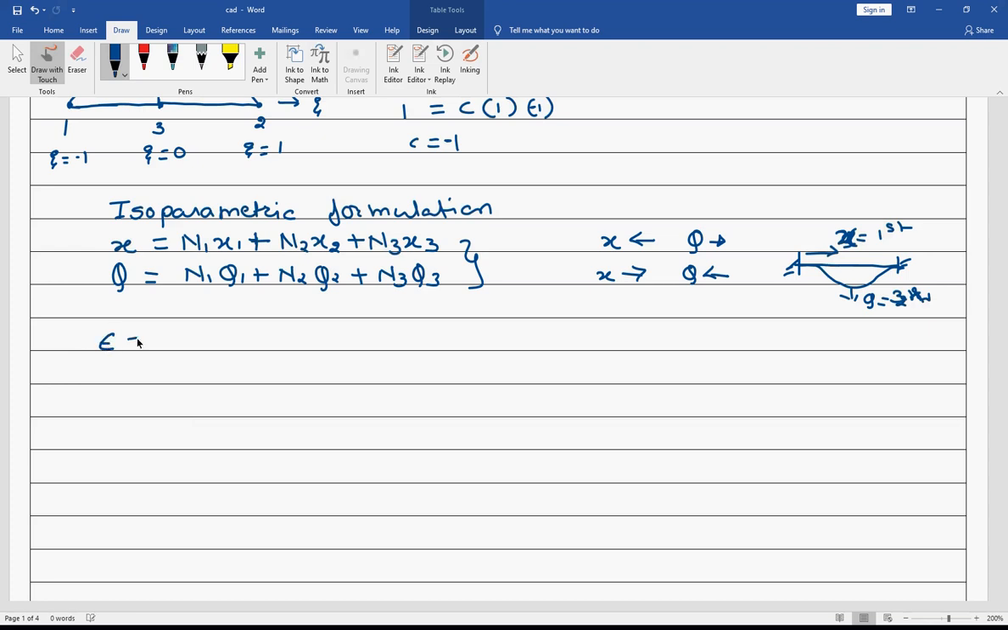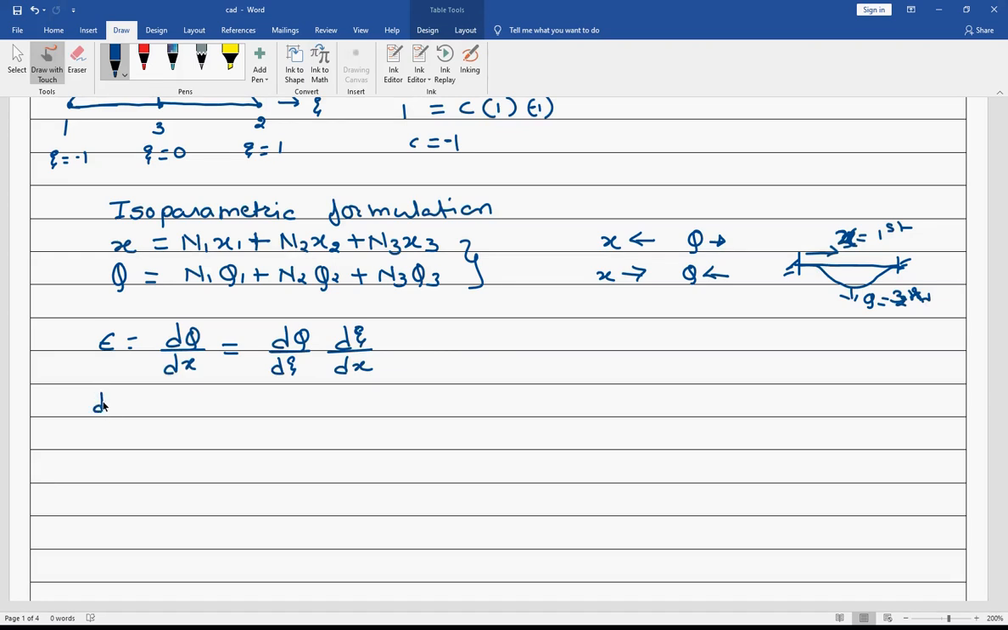So what is strain? Strain is dq by dx, where x is a coordinate. We are working in global coordinates, but I prefer to work in local coordinates, where it is in xi form. Therefore I could write dq by d xi, and I could write d xi by dx. This is what I am going to get. So I have the relationships for x and for q, and my job is to find out these two variables' values. So let's do it.